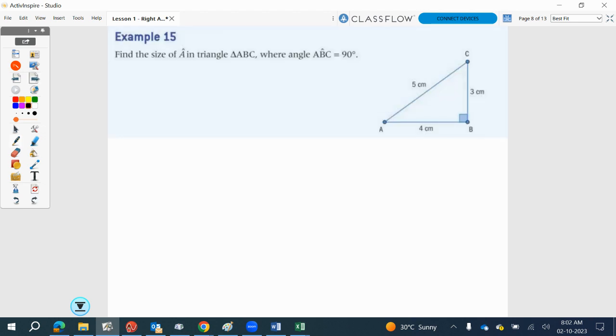So we need to find the size of angle A in the triangle given. So we see that angle A is here, so this is where we're placing our theta. We can use any of the three ratios to find this one, so we'll start with this.